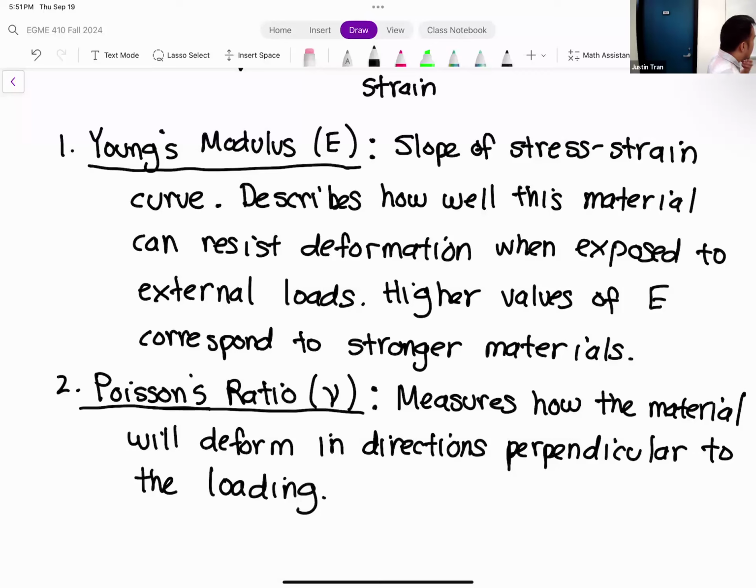Right, so I think we talked about this when we did our review of mechanics, where whenever you deform a material, it's changing in length because of conservation of mass, right? If a material is elongating in a certain direction, that means it has to get thinner in another direction in order to make sure that the mass is conserved. So the Poisson's ratio describes how much or how well this happens.